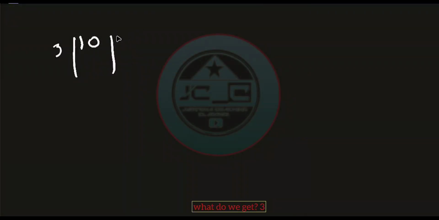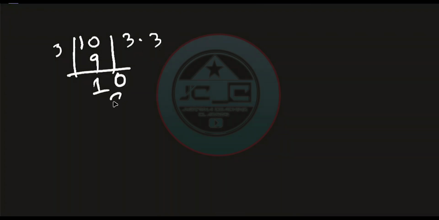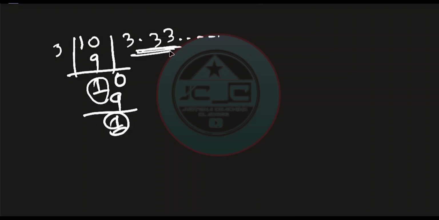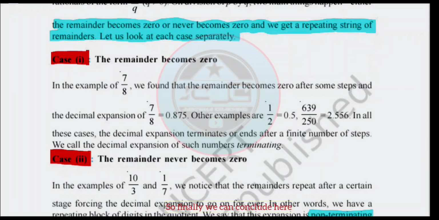right? As we saw, 10 divided by 3, what do we get? 3 3 is a 9, we get 1, after putting the point here we get 0, 3 3 is a 9, again 1. So when the remainder 1 comes again, what do we get? So the remainder repeats, and when it repeats, the digits of the repeating block come again. This is the third point we have noticed here, right? Okay. So finally we can conclude here.